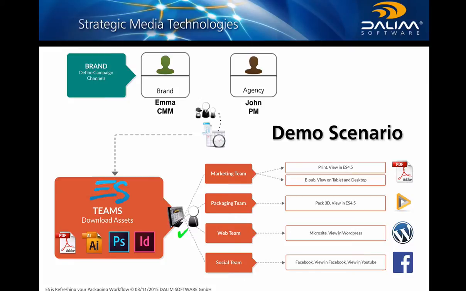That's a short view of the demo scenario. We have two main people. On the one side, we have a brand with Emma, and Emma is the customer. On the other side, we have the agency with John. We have to manage our packaging campaign. We have to collect some assets, pictures, and we also have to distribute all this information in different channels, from print to web.